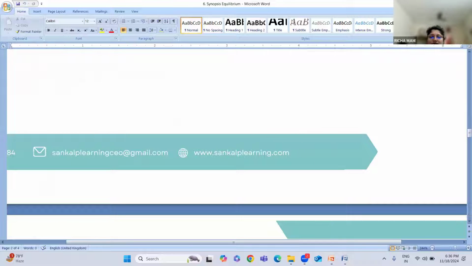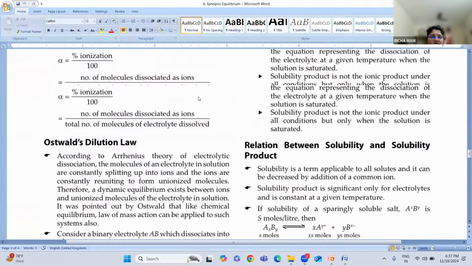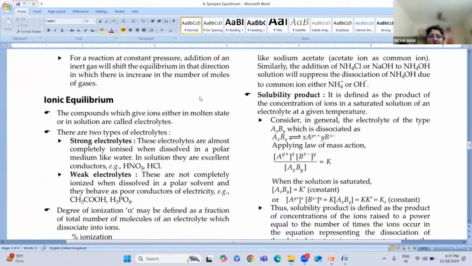In ionic equilibrium, we are discussing the theories, that is, the acid-base concepts. So what do you mean by ions? Ions are formed when any compound is dissolved in water, that is in solution, and it dissociates into ions. Suppose you have NaCl salt solution. When you add NaCl salt in water, it will split into Na+ and Cl- ions, right?